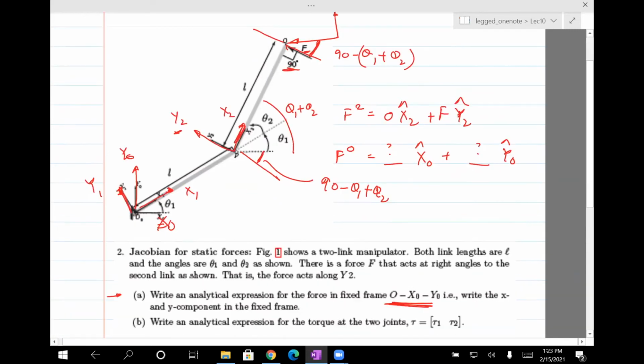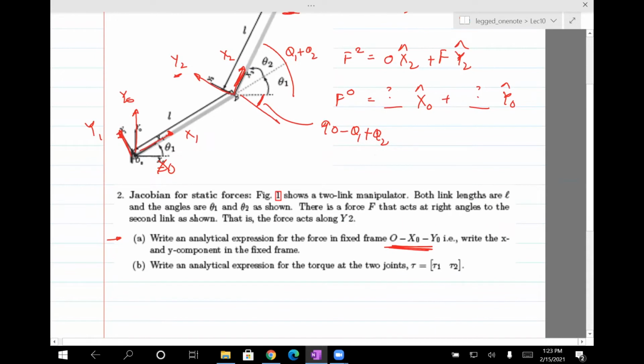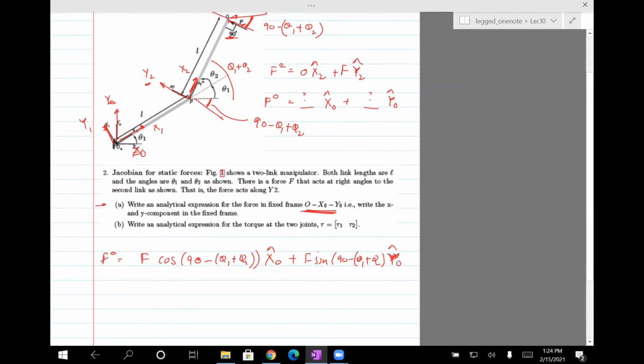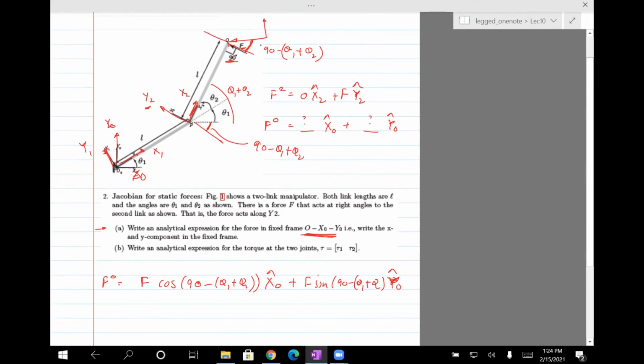And then if you want to find the force in the x direction, let me write it down here. F0 is going to be F cosine(90 minus (θ1 plus θ2)) along x0, and then F sine(90 minus (θ1 plus θ2)) along y0. But I think they missed the sign. This is going to be positive in the y and negative in the x, so it should be negative. Okay, that's one way to do it.